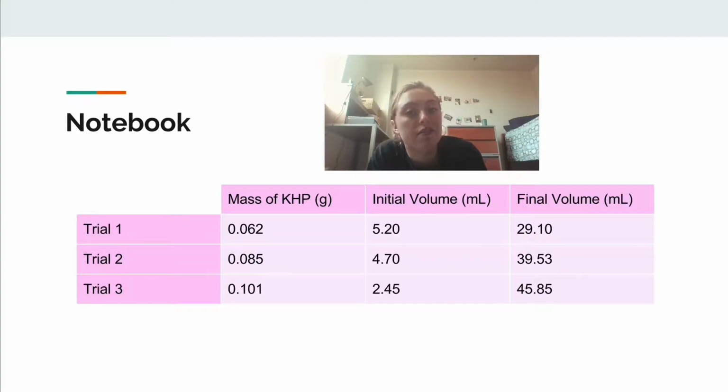We also have final and initial volumes because we filled up the 50 milliliter burette to a certain point, recorded that volume, and then let it go down to enough to where it would titrate, and then recorded that volume. We also let it be noted that we stopped at the 50 milliliter mark because to go past would result in inaccurate volumes.